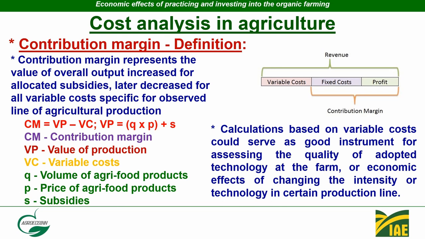Additionally, they enable efficient cost management and decision making, as they allow quick adjustments in production structure in response to changes in the farm business environment. Getting a negative or very low value of contribution margin over a few production cycles in a certain production line could be the perfect signal for farmers to leave the given production and to focus on those production lines that yield higher profitability.